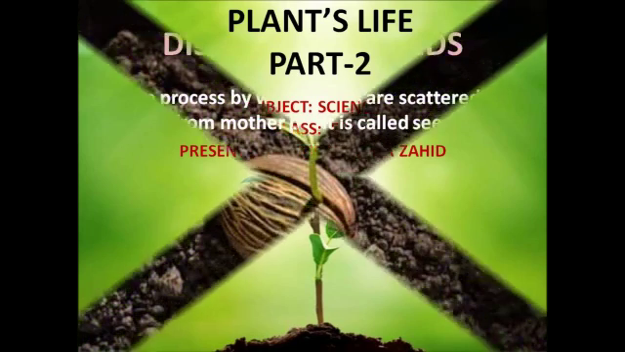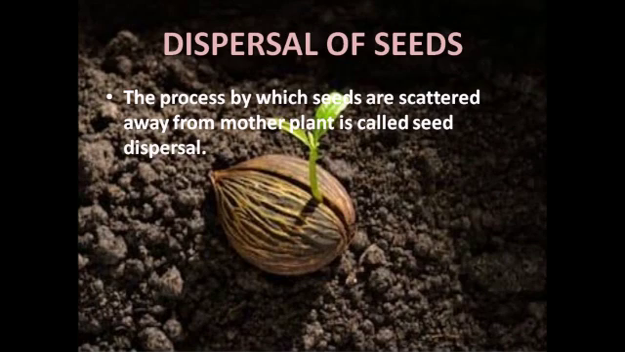So students, today we are going to discuss the dispersal of seeds. What is actually seed dispersal? The process by which seeds are scattered away from the mother plant is called seed dispersal. Now you must be thinking, what is a mother plant?